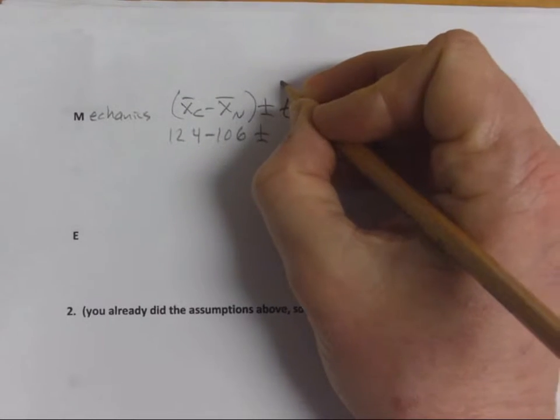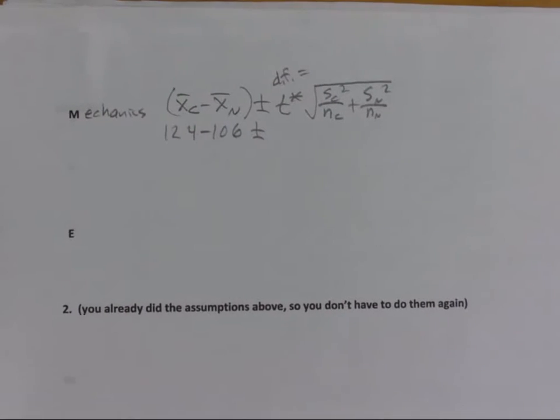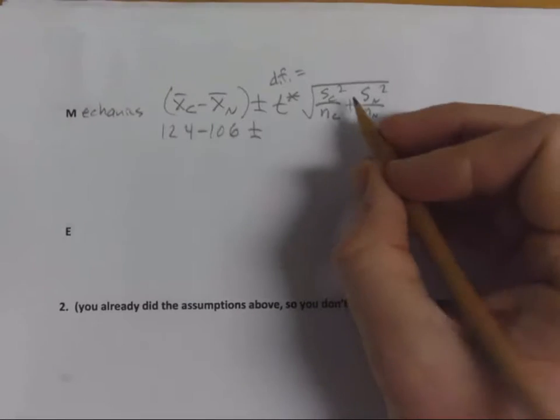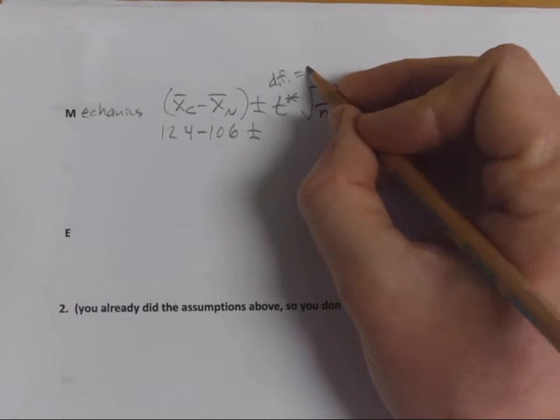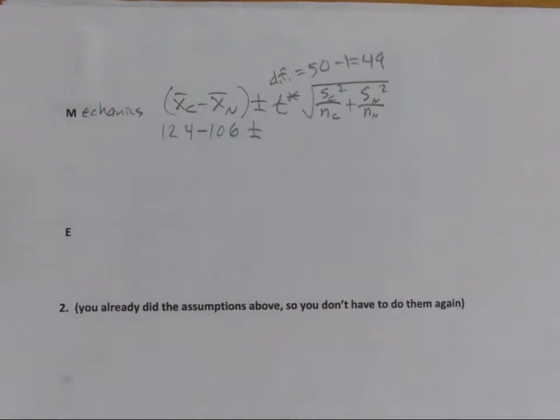Remember last time it was the sample size minus 1. Well, we got two sample sizes. So with two sample stuff, there's a really complicated formula for degrees of freedom that you don't have to worry about. You can just use your calculator like I'm fixing to show you to get your actual degrees of freedom. But our estimate is going to be the smaller sample size minus 1, which in this case, the smaller sample size is 50.